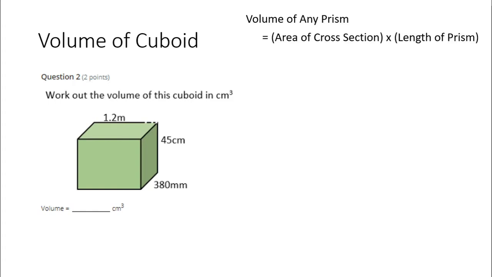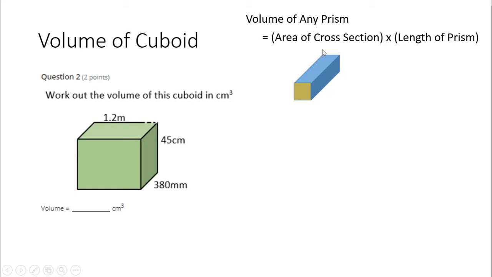Now, the volume for any type of prism is the area of the cross-section multiplied by the length of the prism. Let me show you an example. If this was my prism, and again, it's a rectangular prism, I would label one of the faces the cross-sectional face, because I know it's exactly the same shape and size as the face at the back.